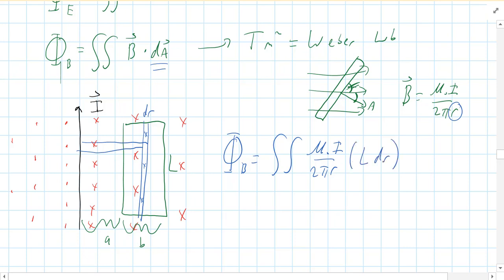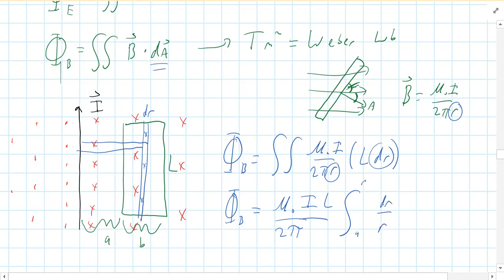Now, by the way, I'll make another note. The magnetic field here is perpendicular to that area. It's going into the area, or it's parallel to the area vector, so we don't have to worry about it. Now, in this case, we only have one variable, so we only have to integrate once. So I will pull out everything that's a constant: mu naught, the I, the 2 pi, and an L in the numerator like so. And what are we actually integrating? We're integrating dr over r, from A to A plus B. That's where our rectangle starts at A and ends at A plus B.